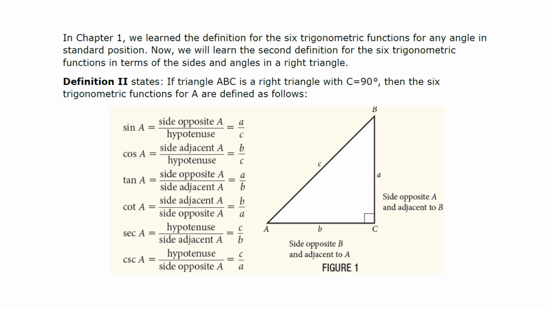Note that the side A, lowercase a, is the side opposite angle A, but it's also adjacent to angle B. And the side lowercase b is the side opposite angle B, and it's adjacent to angle A. So depending on the perspective at which you're looking at the length, it can either be the side opposite a specific angle or adjacent to an angle.